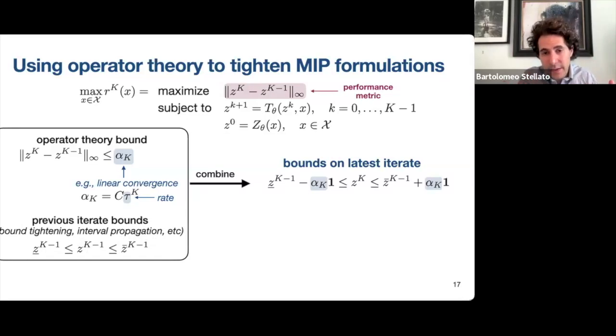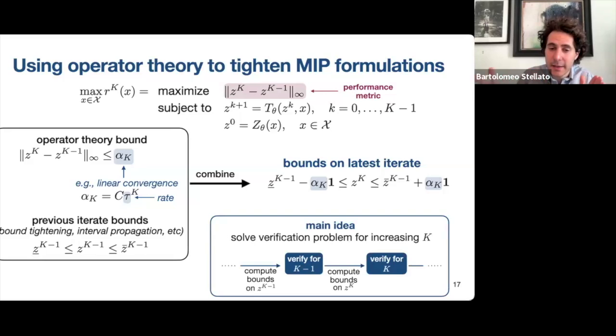So what does this mean? It means that we can actually solve this verification problem for an increasing number of steps by just solving it at iteration zk minus 1, then verifying the performance, then computing the bounds for the iterate zk, then verifying for zk, and continuing until we get to the number of iterations that we're interested in. For example, the ones that our budget of computations allows us to use. So these two ideas, constructing tighter formulations and using the iterate bounds obtained by combining operator theory, allow us to really scale this problem.